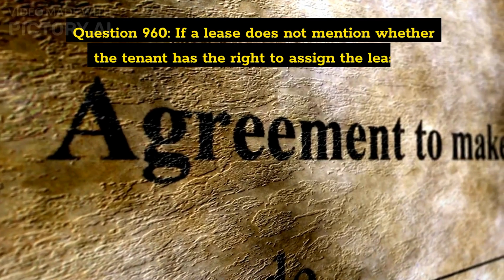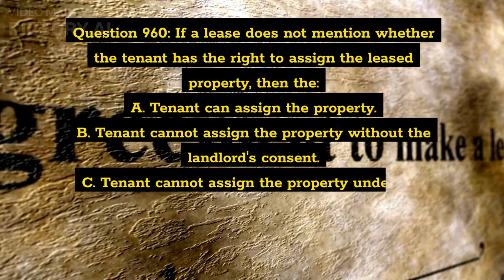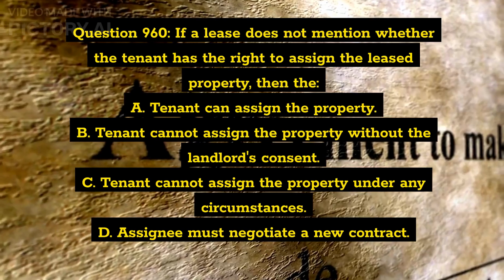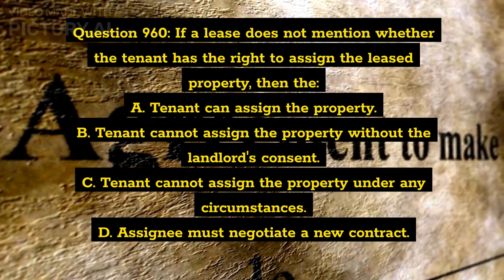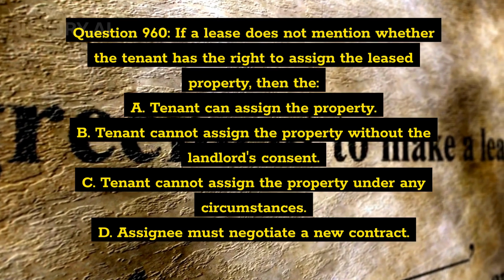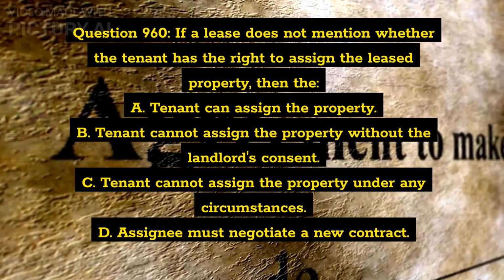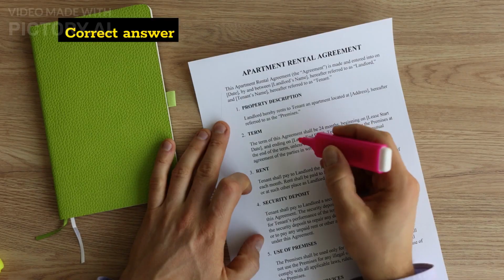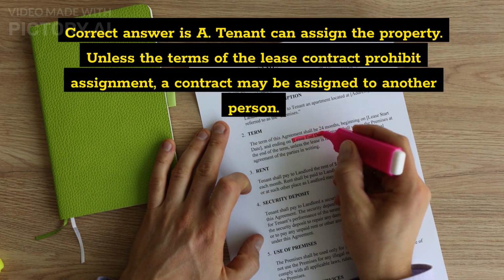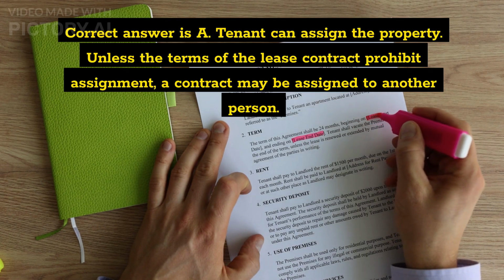Question 960. If a lease does not mention whether the tenant has the right to assign the leased property, then the: a) tenant can assign the property, b) tenant cannot assign the property without the landlord's consent, c) tenant cannot assign the property under any circumstances, d) assignee must negotiate a new contract. Correct answer is a, tenant can assign the property. Unless the terms of the lease contract prohibit assignment, a contract may be assigned to another person.